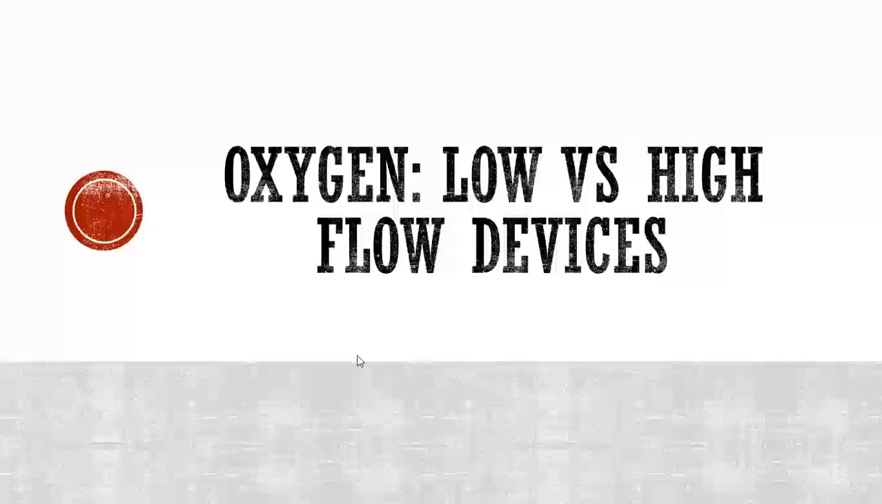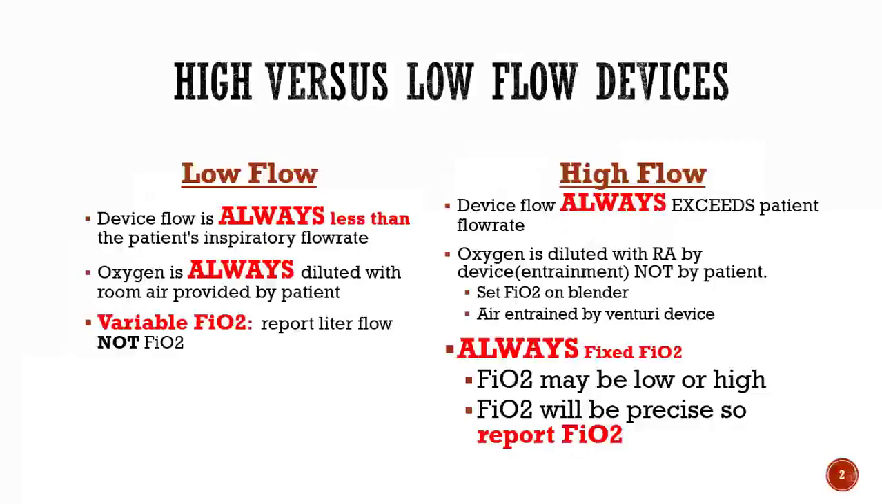Okay, so now we're going to start talking about oxygen devices, low flow versus high flow devices. So, quick definition of what I mean by high and low flow. Low flow means that the device flow, if you're thinking about a device like a nasal cannula or a simple oxygen mask, is always less than the patient's inspiratory flow rate in a low flow device.